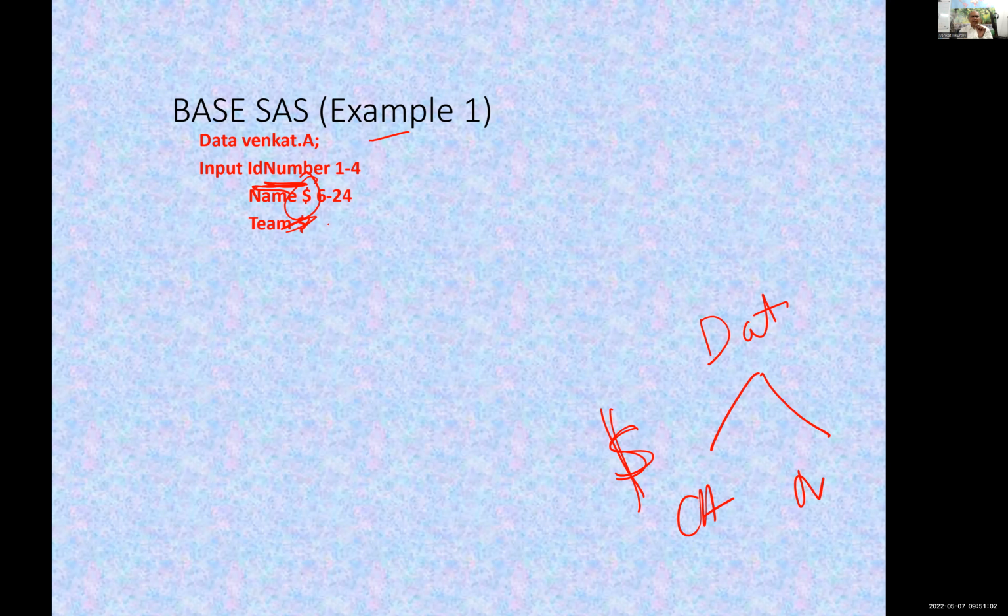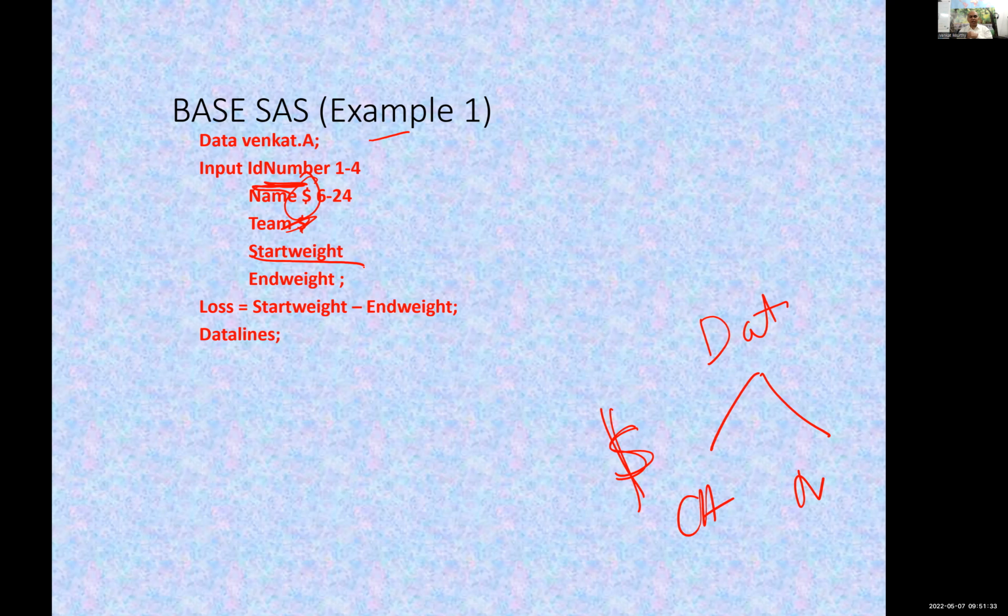So data Venkat.A, input ID number 1 to 4 position, and name with a dollar symbol. The next one is team. Team is also red team or yellow team, something like that, with the dollar symbol. The next one is start weight. Why do people want to go to a weight club? They want to reduce their weight, so they want to collect the start weight. When you go to a weight club or fitness center, they take your weight. Then after one month, they take the end weight also. Then I want to calculate whether this fitness program is useful or not. For that, I want to calculate loss: start weight minus end weight.